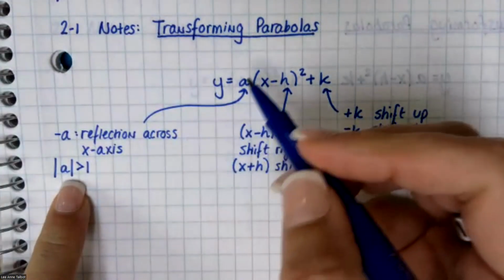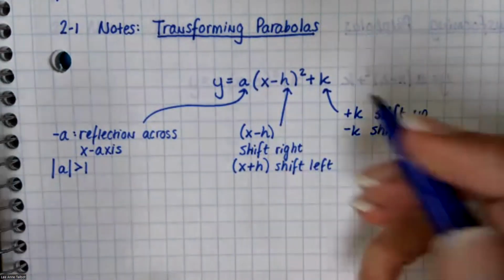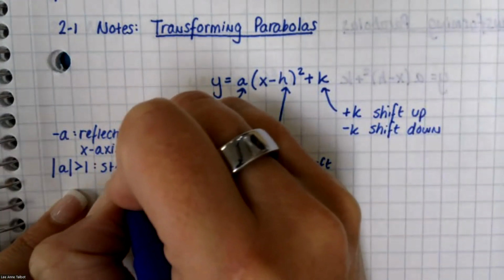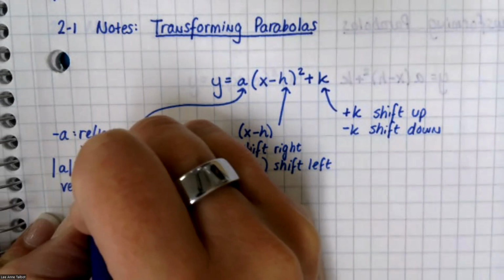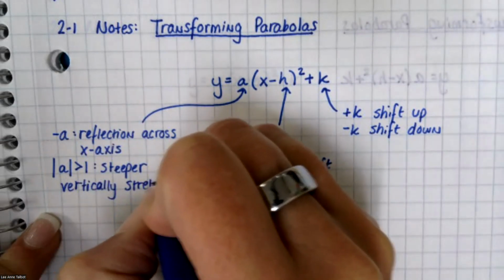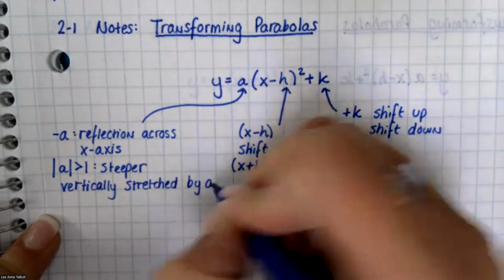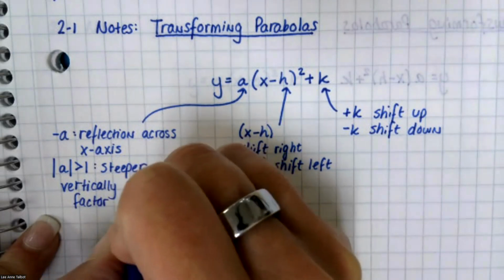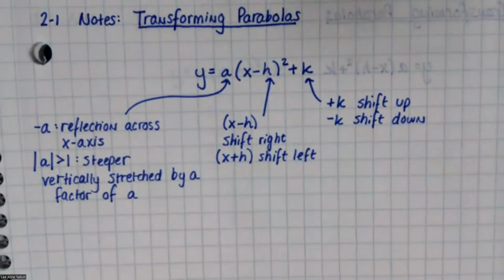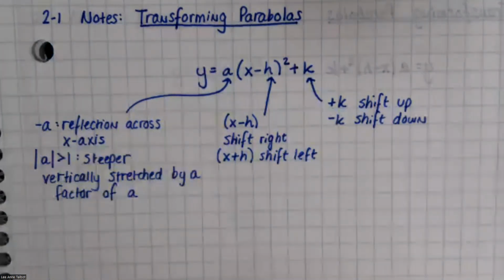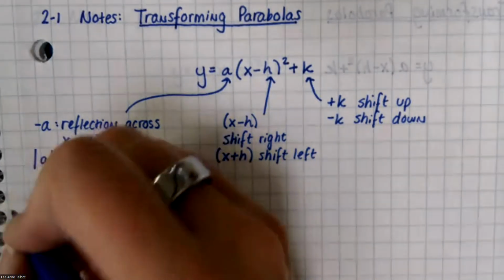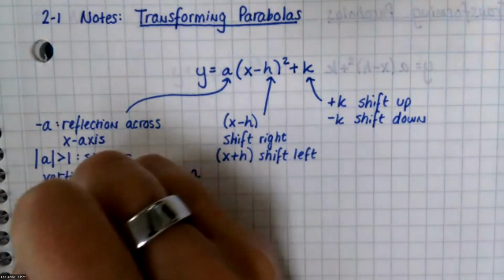If the absolute value of A is greater than 1, what I mean is just the number, just looking at the number, that is steeper. And I want you to say vertically stretched by a factor of A. Have you heard that before? Vertically stretched? Never? We're going to practice this in a few minutes. Don't worry. Okay, and then this is going to look weird. Just bear with me for a sec.